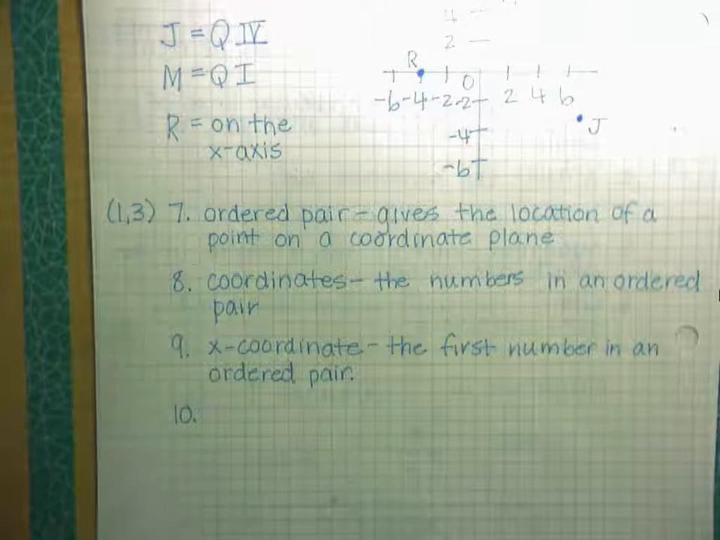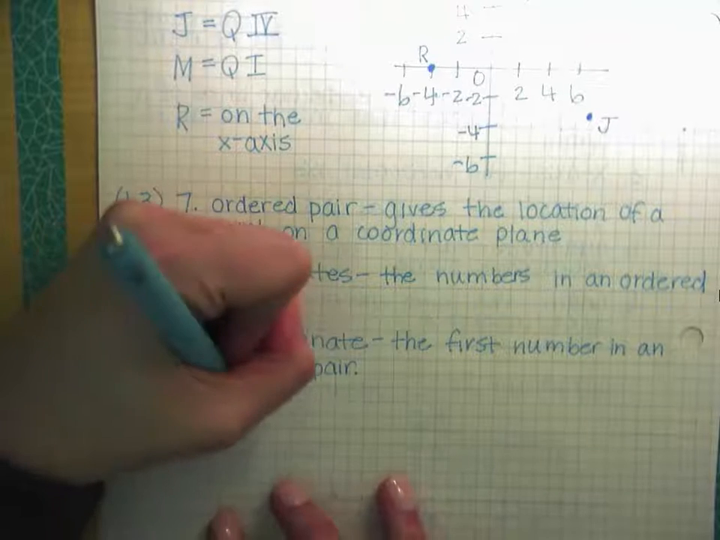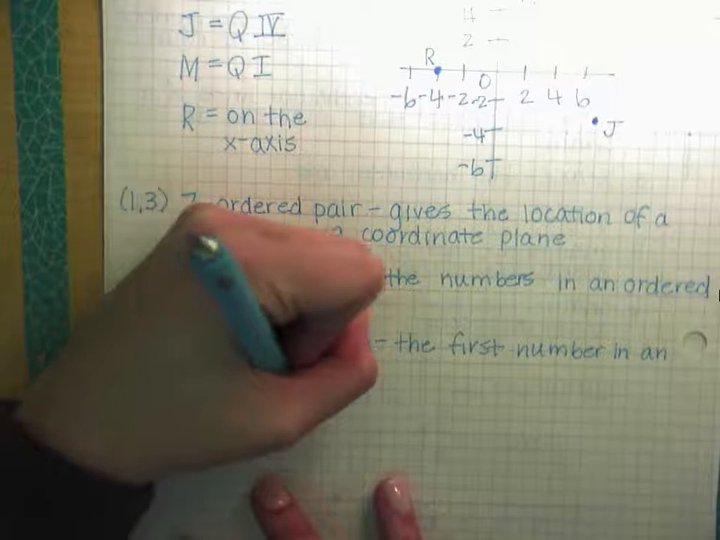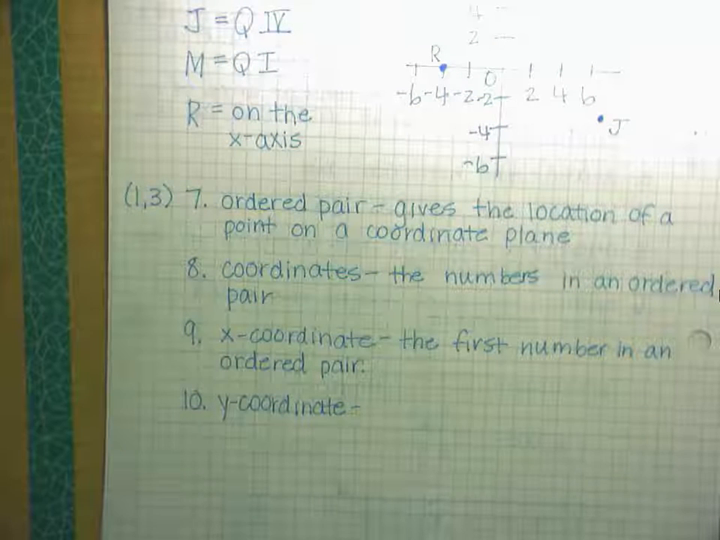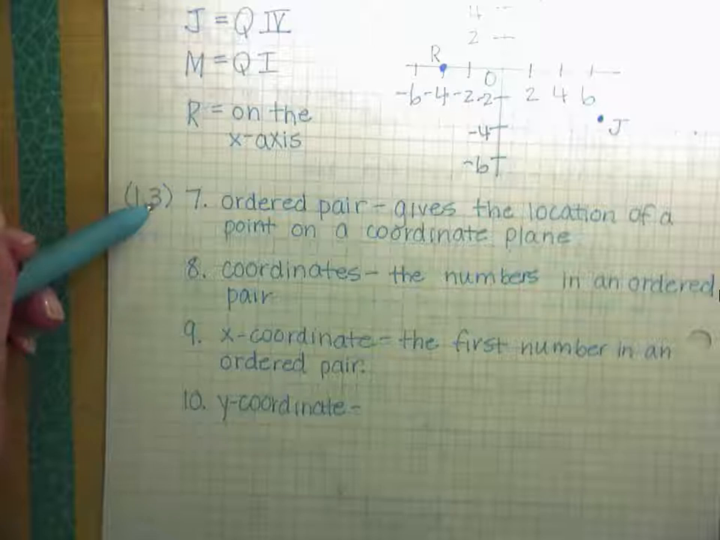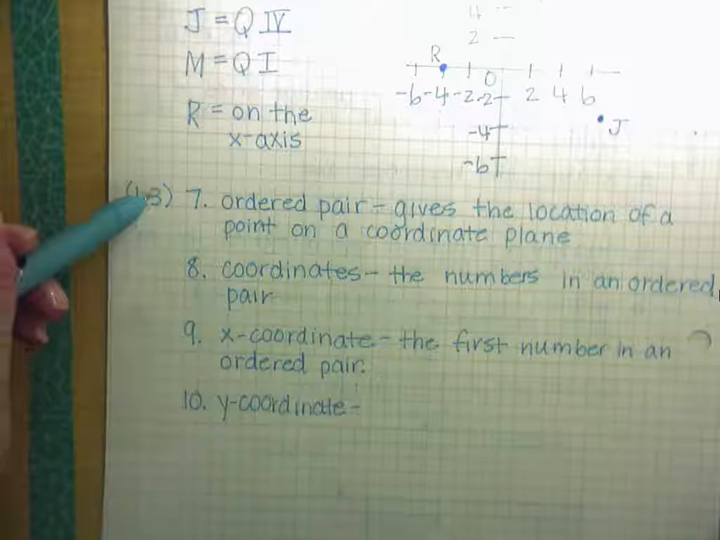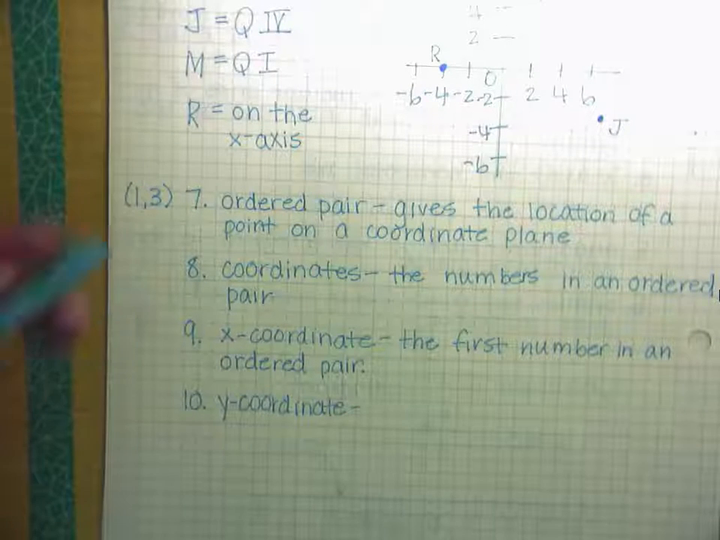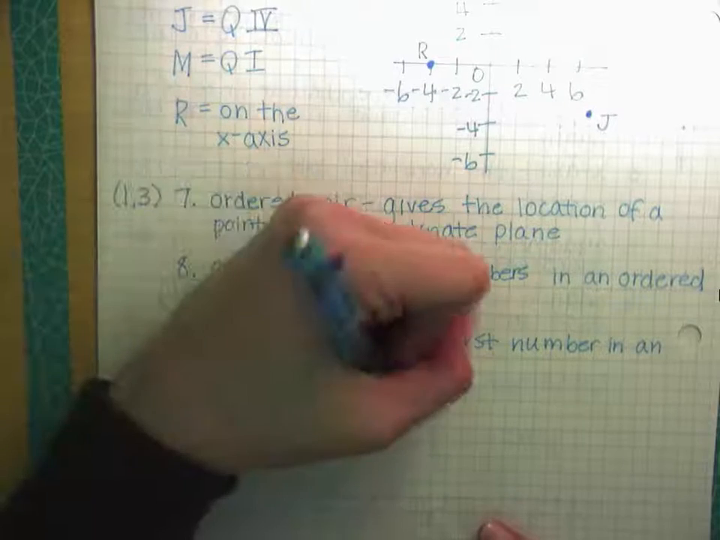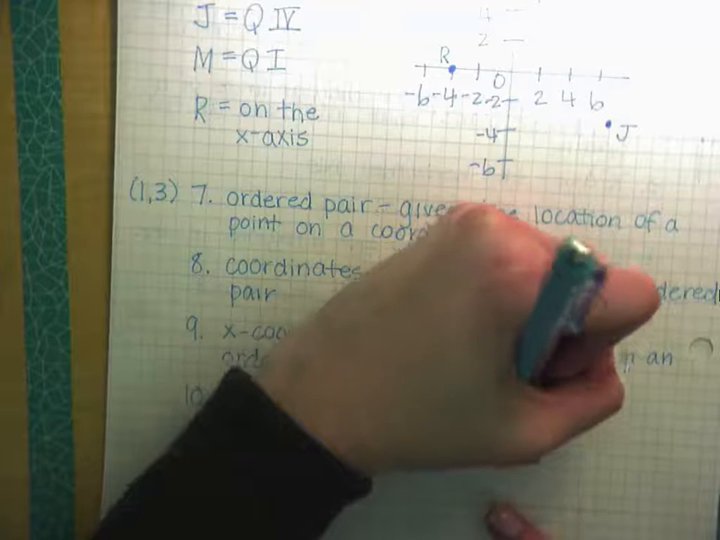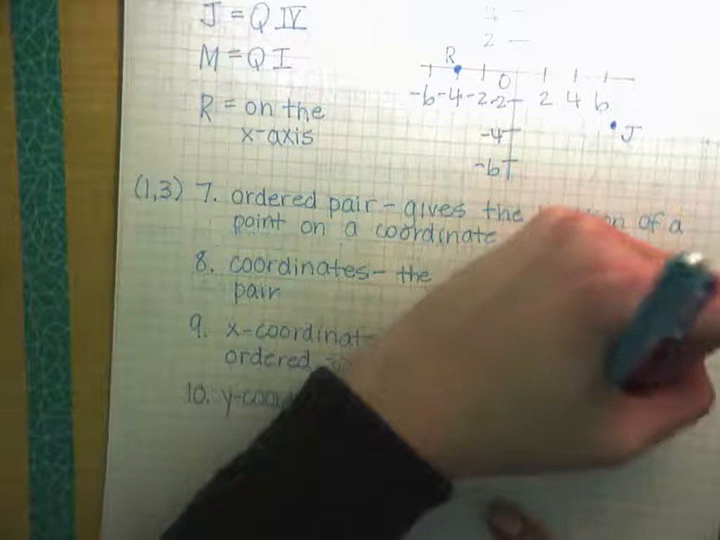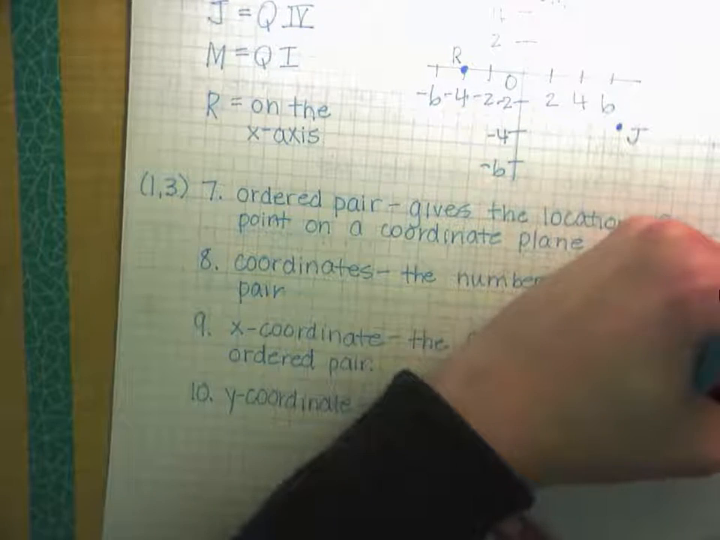Okay, and then our last term is going to be the y-coordinate. Okay, and the y-coordinate is going to be the second number in an ordered pair. So in this example, 3 would be our y-coordinate. So the y-coordinate is the second number in an ordered pair.